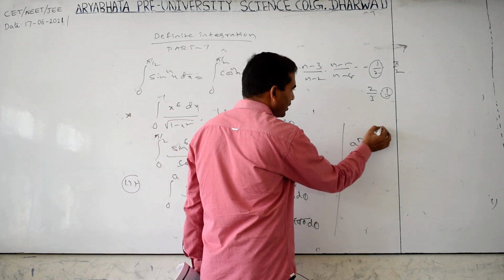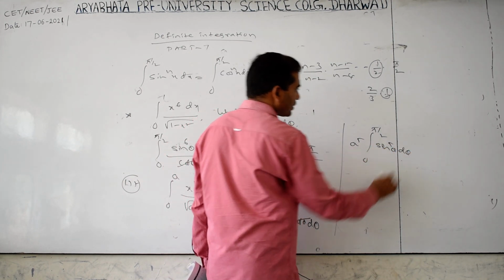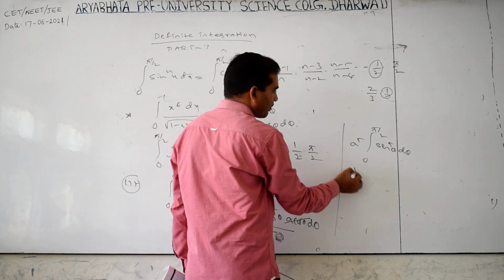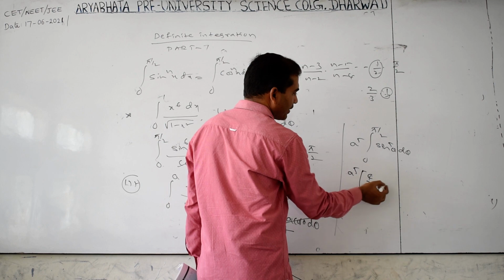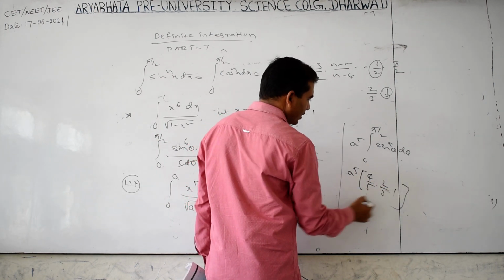0 to pi by 2 sin power 5 theta, which is in the form of the standard formula. What is the n here? 5. So a power 5, n is 5 minus 1, 4 by 5, decrease by 2, 2 by 3 and multiply by 1. This is the answer.